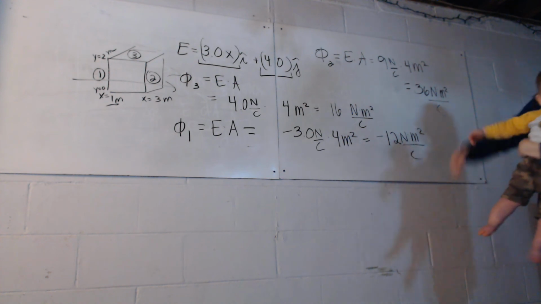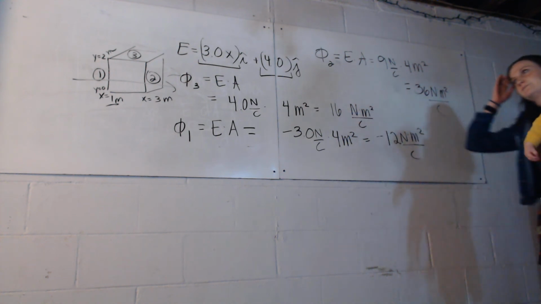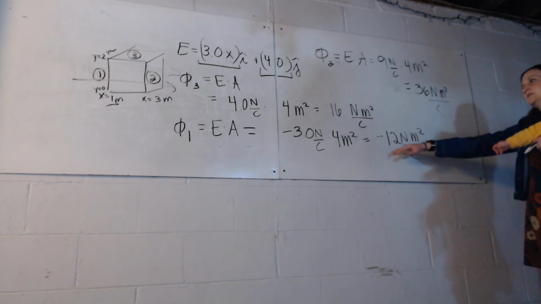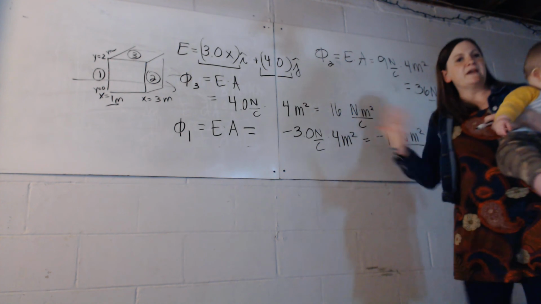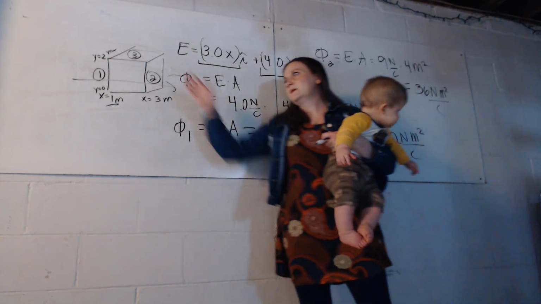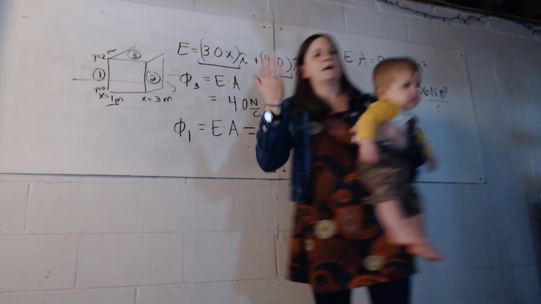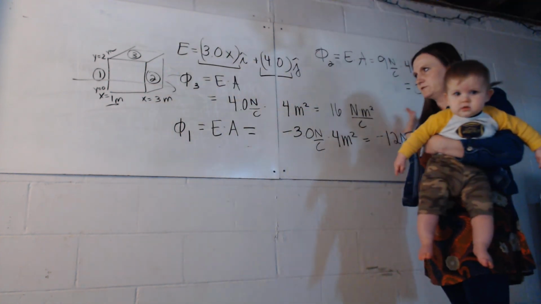So the flux through the top face is positive 16. The flux through the left face is negative 12. The flux through the right face is 36. If they asked me to find total flux of these 3 surfaces, I would just add them. Maybe they would ask me to take the bottom into account, whatever. But this problem just had us go through and individually look at each of the surfaces.